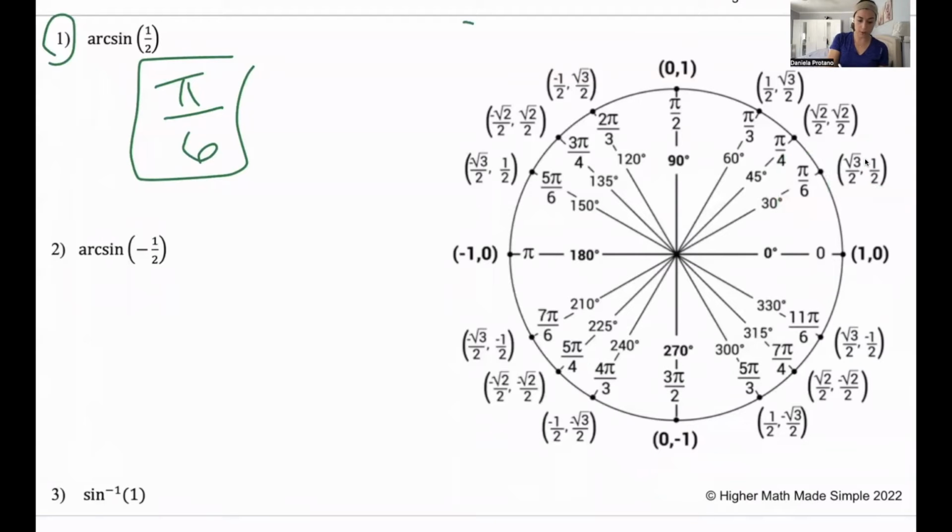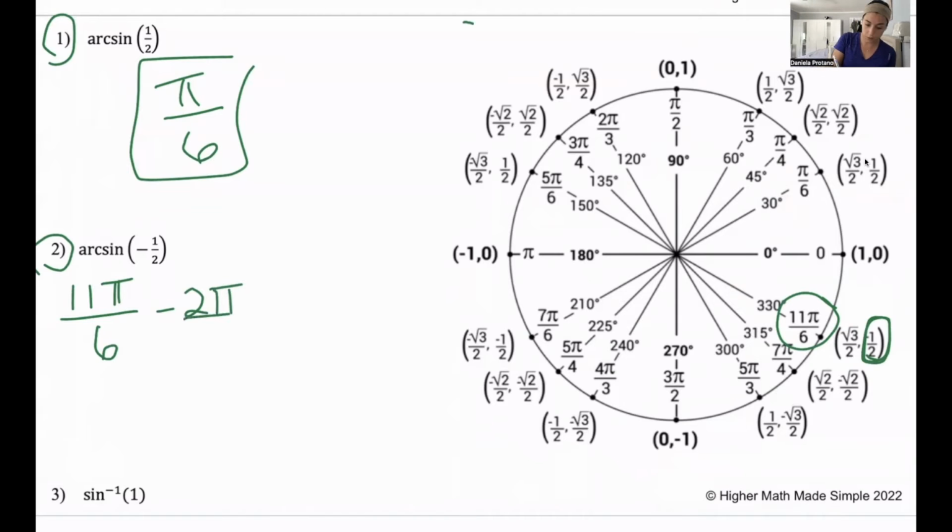So number 2, arc sine of negative 1/2, and our y value is going to be down here. So we're looking at the 11 pi over 6 spot, but that's not the correct answer. That's not in the range. So we talked about you're going to be subtracting by 2 pi radians so we can find the coterminal angle. This is over 1, and we can multiply top and bottom by 6. And so that's 11 pi over 6 minus 12 pi over 6. And so the correct answer is going to be negative pi over 6.